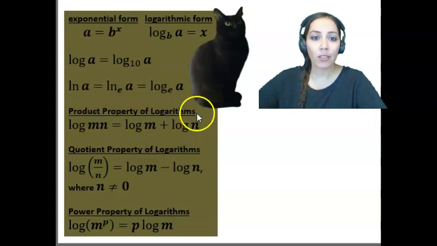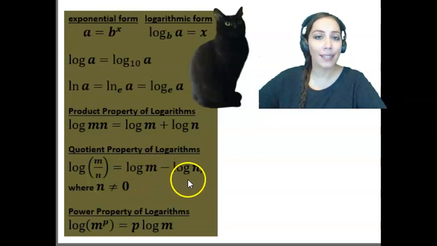The product property of logs is when you have the log of m times n, you can break that down to log of m plus log of n. The quotient property of logs is when you have log of m divided by n, you can take the log of m minus the log of n, and n cannot equal 0. The power property of logs is when you're taking the log of m to the p power, you can go ahead and pull that exponent down and put it in front, and then write log of m.